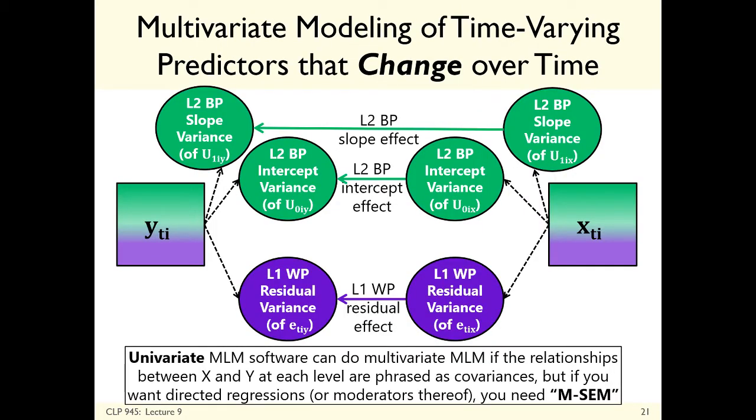So now we're in a situation where we need something like this. This is a multivariate, multi-level model. This also goes by the name of multivariate growth model. If you want to feel extra fancy, it can be a multivariate latent growth model. Multi-level latent growth model structural equation model.